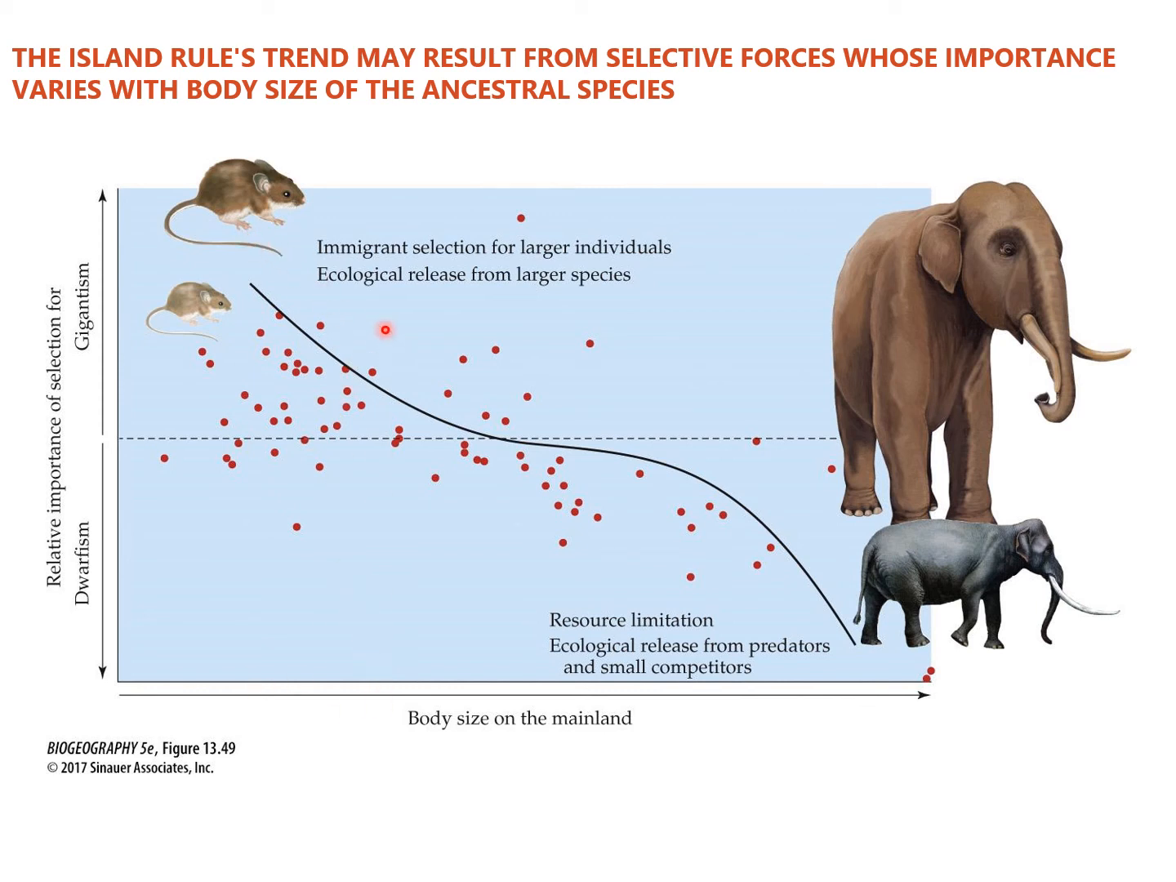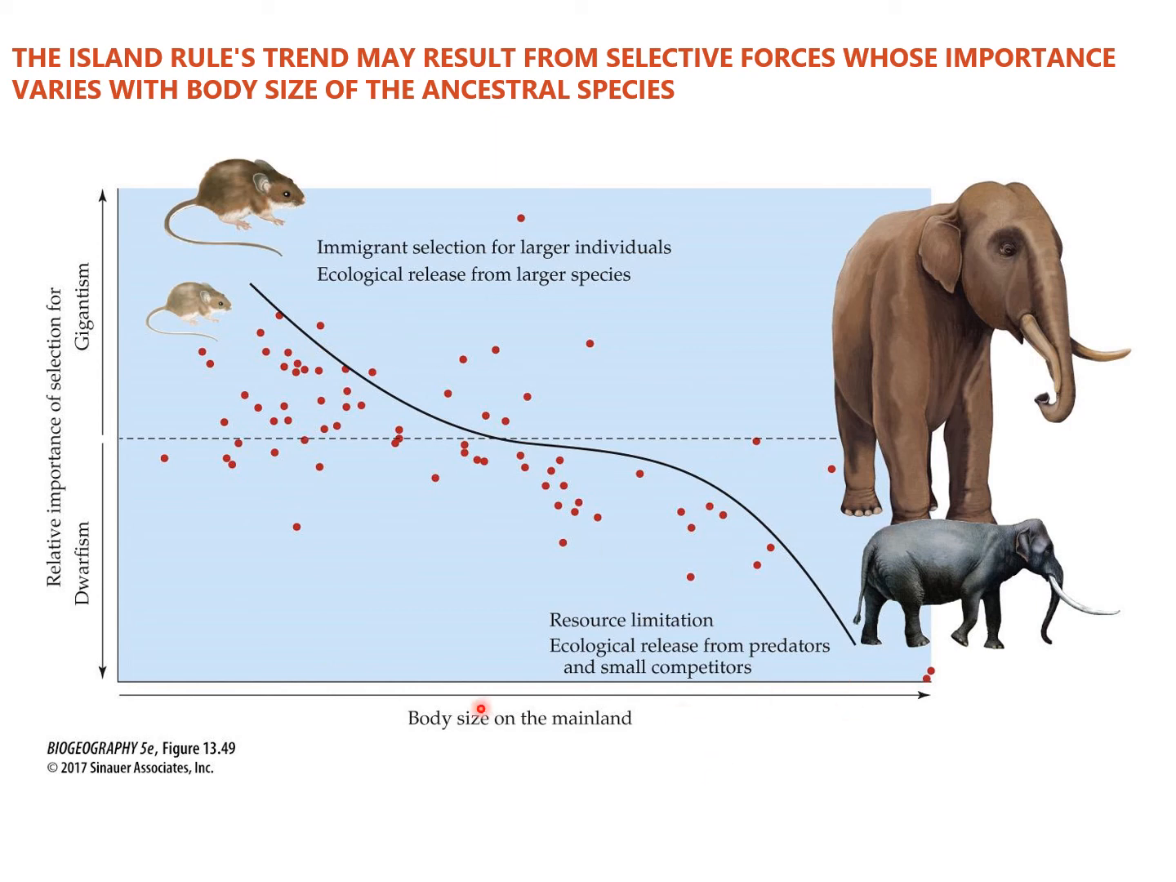So if you're a small species, only the largest individuals of your species are going to be able to make it there, and then once they make it there, they're under very different ecological pressures and maybe actually get release from some of those pressures of the mainland and can increase in size.